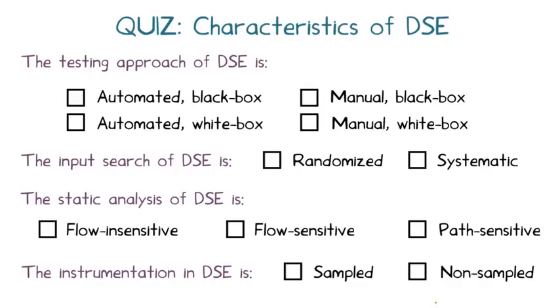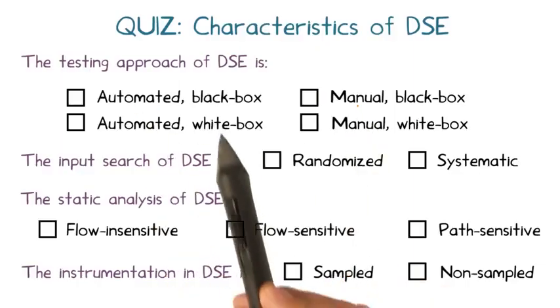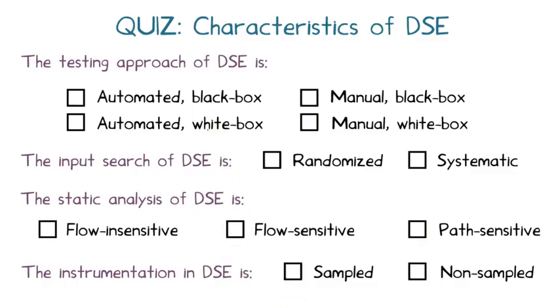In the landscape of testing techniques, there are two separate spectra: automated versus manual, and black box versus white box. The quadrant of the landscape in which DSE falls is automated and white box. It is an algorithmic technique for deriving inputs leading to programming errors, so it is certainly an automated technique. Moreover, it requires access to the program's code, so it is unequivocally a white box technique.